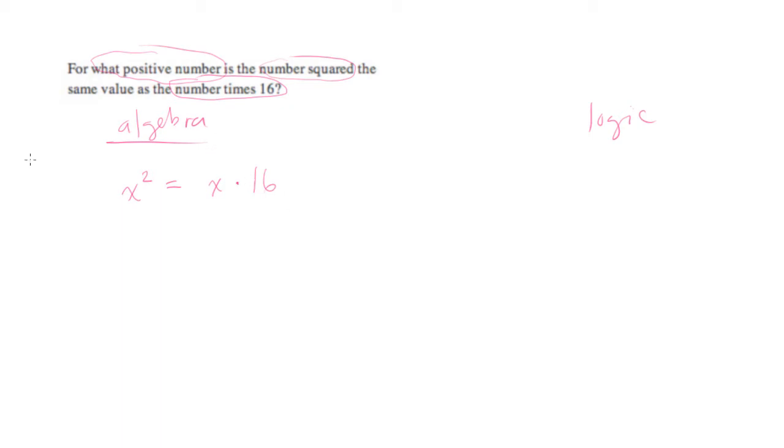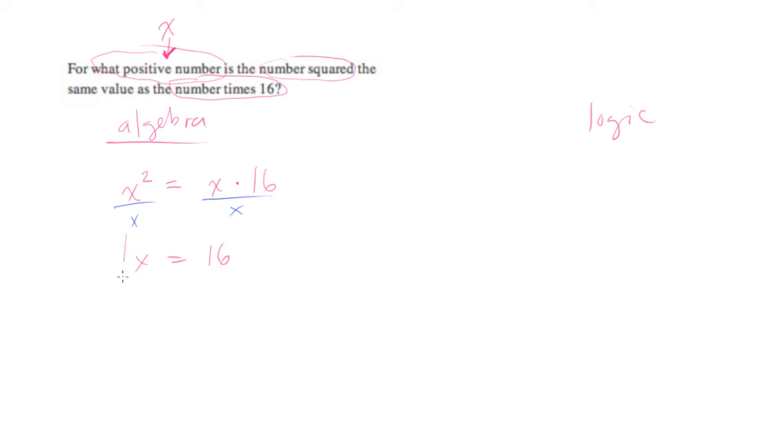And if you're doing the algebra method, now we have ourselves an algebraic equation, and we have what positive number? We've called that x. So here's our answer. And we can calculate that by solving for x. In this case, we'll divide both sides of the equation by x. And we'll be left with x equals 16.